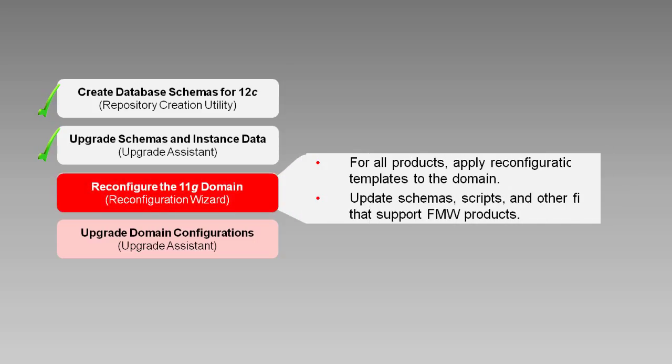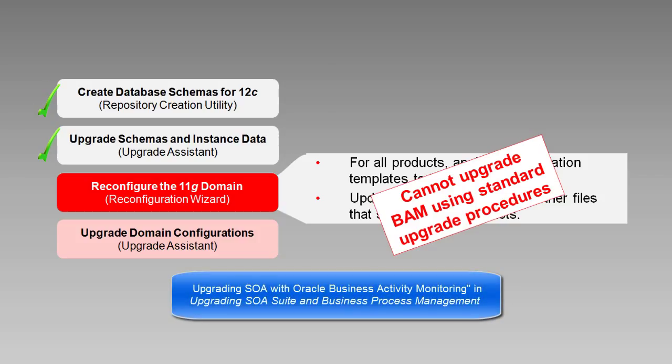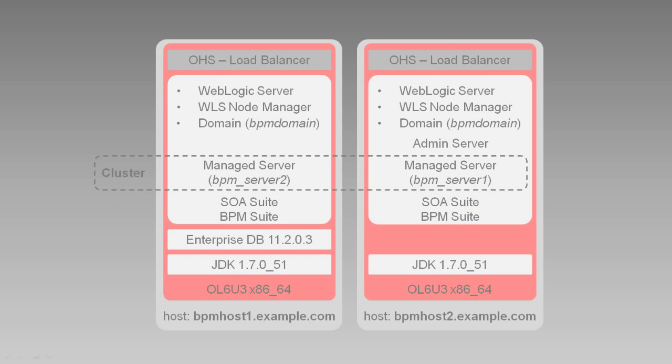The wizard will apply reconfiguration templates to the domain. It will also update schemas, scripts, and other files that support Fusion middleware products. We've said this before, but it's a good time to remind you that if you are using Oracle Business Activity Monitoring, or BAM, you cannot upgrade BAM 11G to BAM 12C using the standard upgrade procedures. Refer to the document on screen for more details. The topology we're using for our walkthrough does not include Oracle BAM, so we'll proceed as planned.